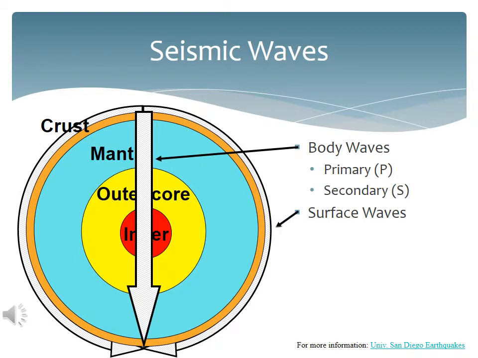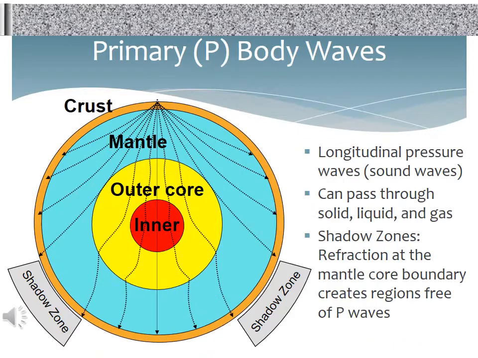We can divide seismic waves into two basic categories: body waves, waves that go through the earth, and surface waves, waves that run across the surface of the earth. Primary body waves are longitudinal pressure waves, like sound waves. The vibrational motion, compression, and rarefaction is in the direction of motion.